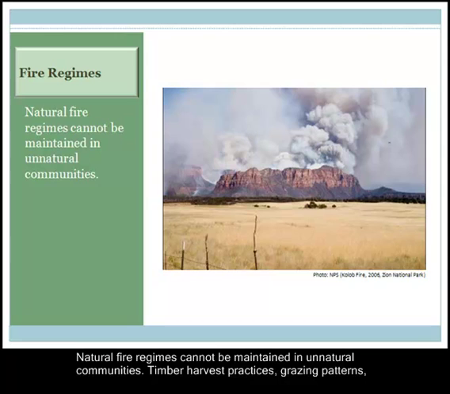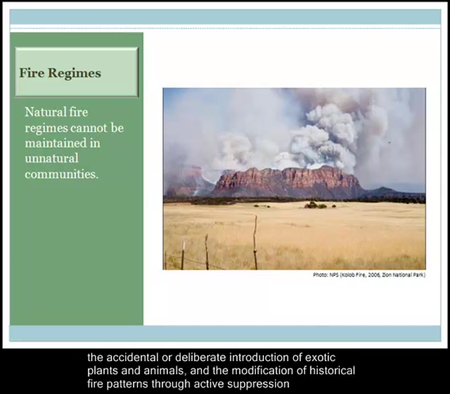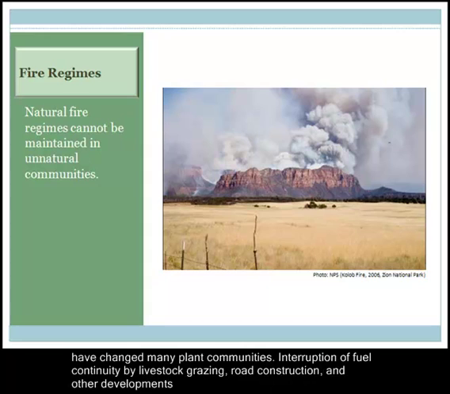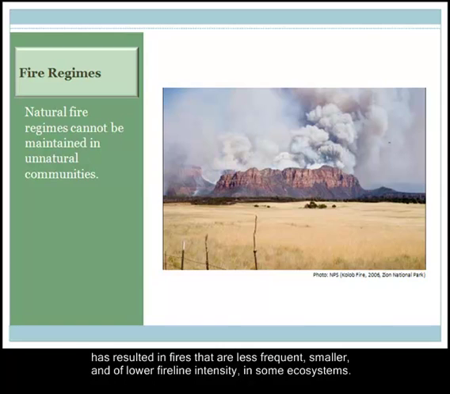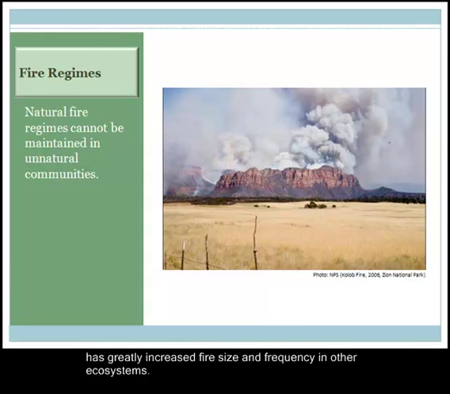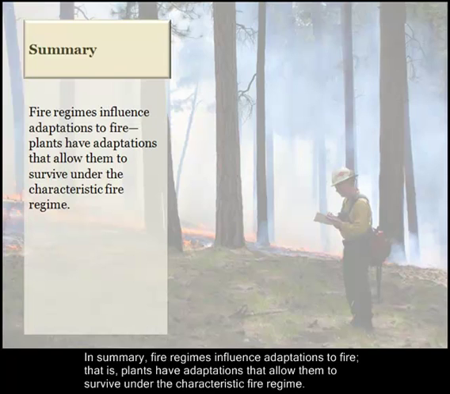Timber harvest practices, grazing patterns, the accidental or deliberate introduction of exotic plants and animals, and the modification of historical fire patterns through active suppression have changed many plant communities. Interruption of fuel continuity by livestock grazing, road construction, and other developments has resulted in fires that are less frequent, smaller, and of lower fireline intensity in some ecosystems. The introduction of exotic plants such as cheatgrass, coupled with anthropogenic ignition sources, has greatly increased fire size and frequency in other ecosystems. In summary, fire regimes influence adaptations to fire.